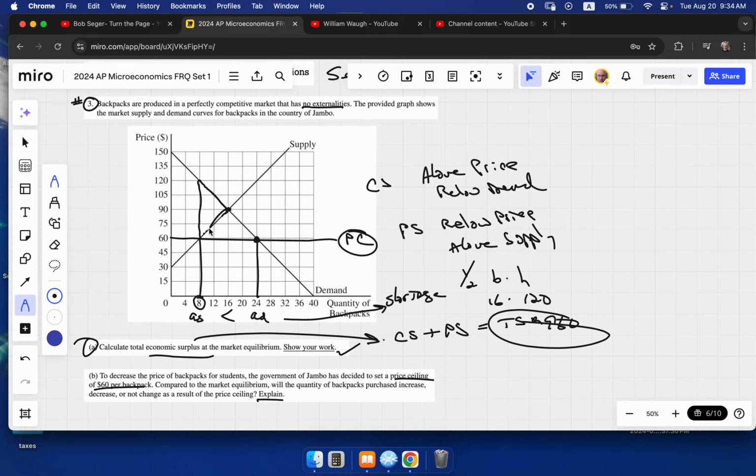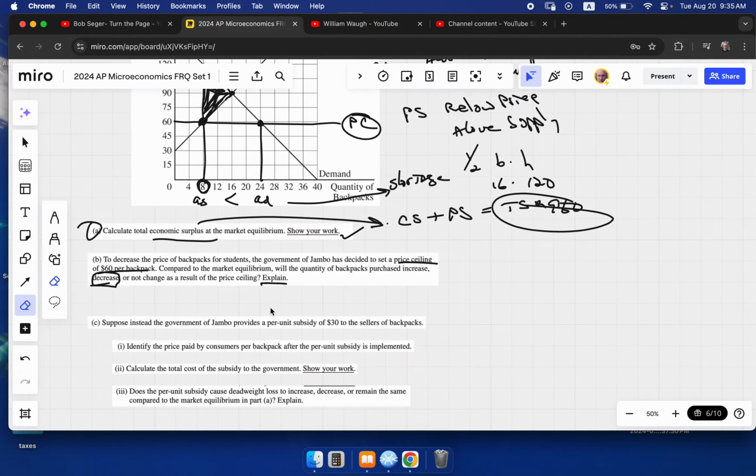We recognize that all the people on the demand curve here are not getting any of this good. They are losing out. So let's read it again. Compared to the market equilibrium, will the quantity of backpacks purchased increase, decrease, or not change? It would definitely decrease. And we have explained that as the price ceiling lowers the price, suppliers supply less of the good, now only 8 units. And therefore, all that can be purchased are those 8 that are produced. All right, I hope that wasn't too wordy, but if that made sense to you, cool.